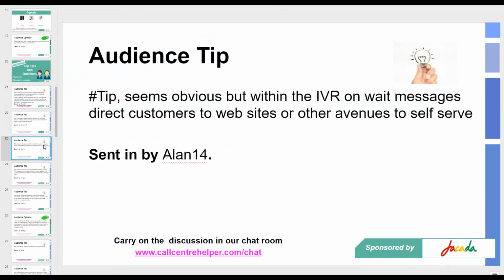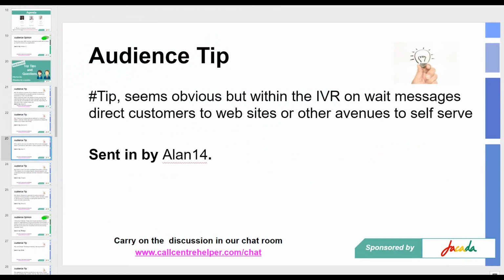Indeed. So an interesting one from Alan: it sounds obvious, but within the IVR on wait messages, direct customers to websites or other avenues of self-service. Rich, I think there's a danger, though, if you're saying on wait messages, why don't you try our website? Is that often the people phoning you is because they've looked on the website already? Yeah, I think that it's certainly important to manage the experience and share with customers all of the options that are available. But typically, if the customer is picking up the phone and calling, chances are fairly likely that they've attempted self-service on the website, or they have a perception that self-service on the website or in the mobile app can't help them, and so they feel that they need to call.